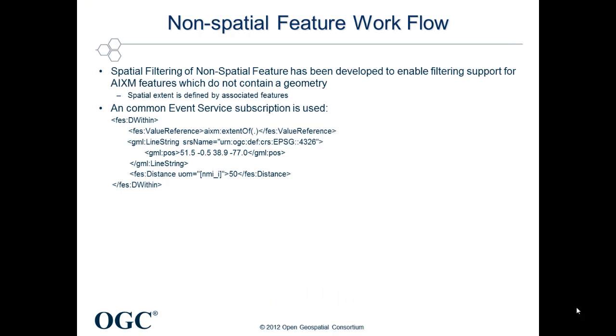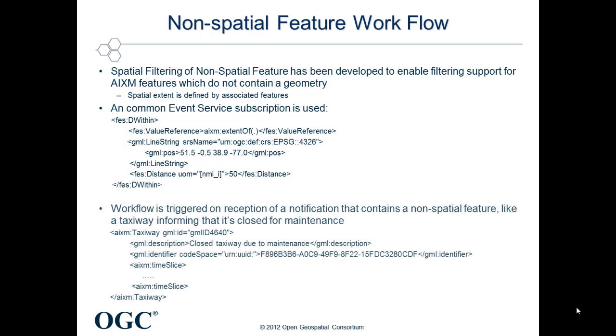Another new feature provides the capabilities to do spatial filtering using AIXM features which do not define a geometry on their own. Here the spatial extent is resolved using associated features such as taxiway elements and associated taxiways. Using a common event service subscription with a spatial filter, the non-spatial feature workflow is triggered on reception of a notification which contains a non-spatial feature like a taxiway.